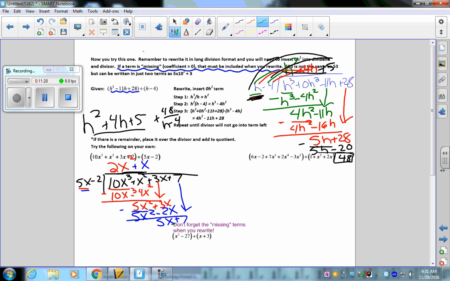One last time, divide. 5x divided by 5x is 1. Multiply, I get 5x minus 2. Subtract, I get 7 minus negative 2 is 9, my remainder. Okay, so my final answer is 2x squared plus x plus 1 plus 9 over the 5x minus 2, because that's my remainder.